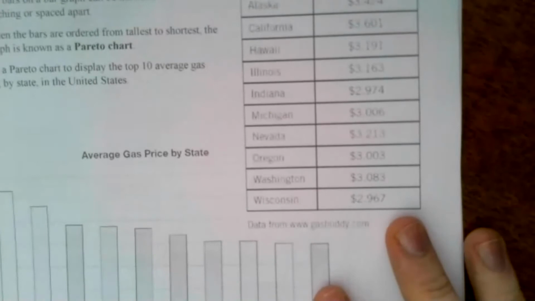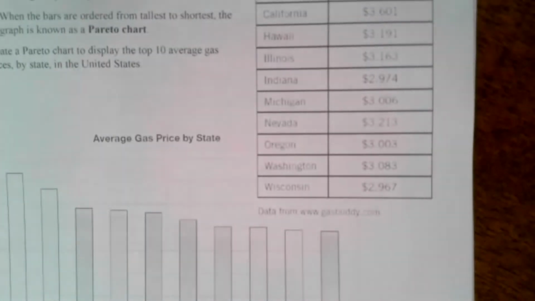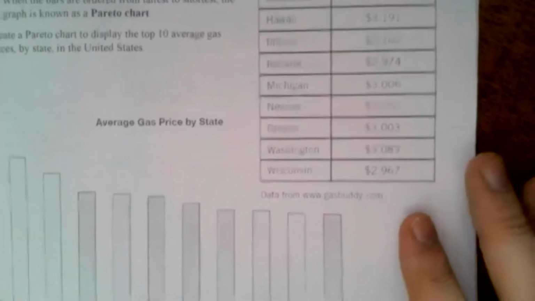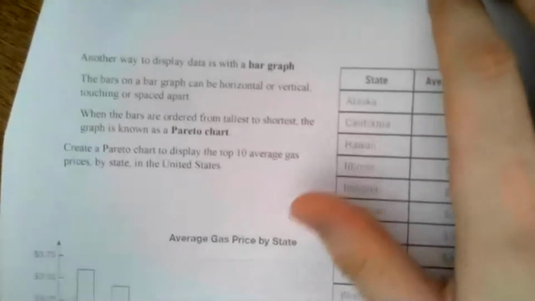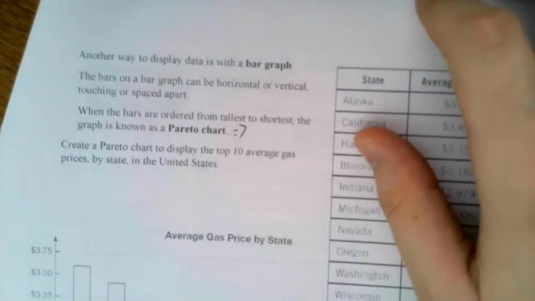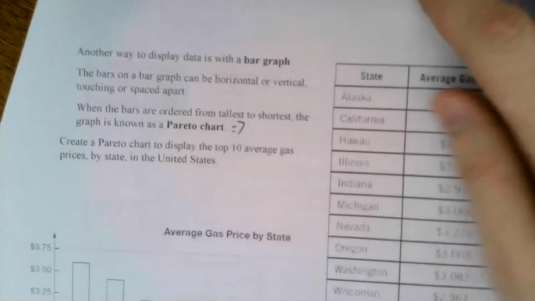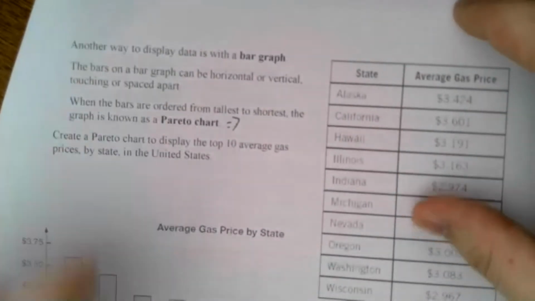So on the next page, we're going to talk about bar graphs. Bar graphs are like the very first graph that we saw at the start of this section. It's going to be something like this. And a specific type of bar graph we call a Pareto chart. All that is just ordering it from tallest to shortest, so the biggest numbers to the smallest numbers, okay?